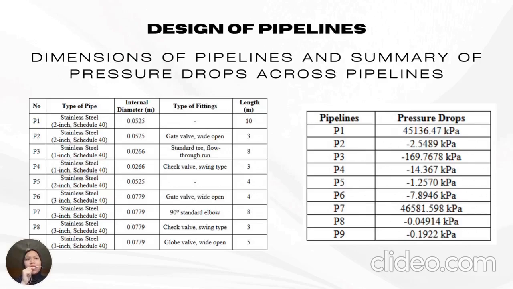These slides provide an overview of pipe dimensions and pressure drops across the system. Understanding pressure drop is important as it affects pump selection and energy consumption. To ensure accurate prediction, we have made a few assumptions for our calculation, which are outlined in the next slide.